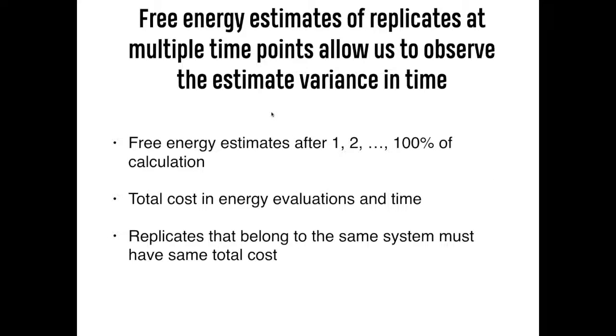At the end, we asked the participants to submit free energy estimates at regular intervals of the free energies, from 1 up to 100%. Submit the total cost in energy evaluations and the total time. And with the requirement that replicates that belong to the same system, so all the 5 replicates for the cucurbituril guest, for example, need to have the same total cost in number of energy evaluations. And this is because the idea was to be able to match different replicas at the same times, to be able to compute confidence intervals on the estimates of the method.